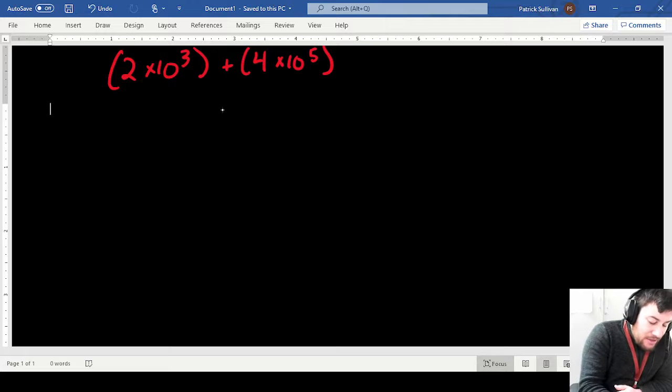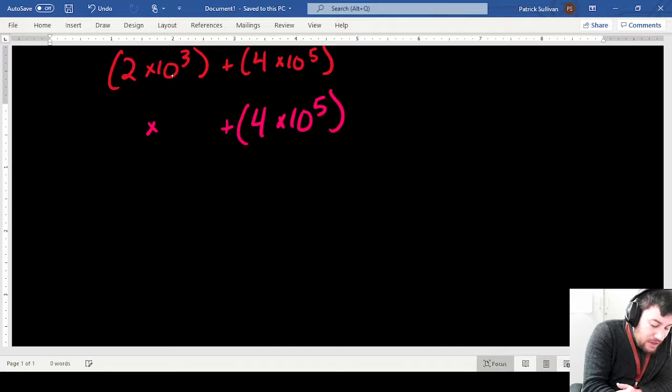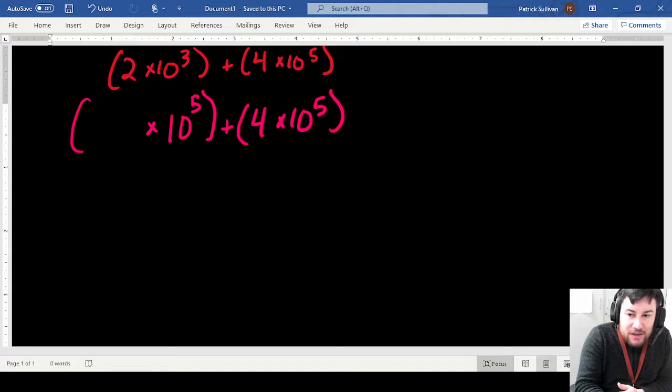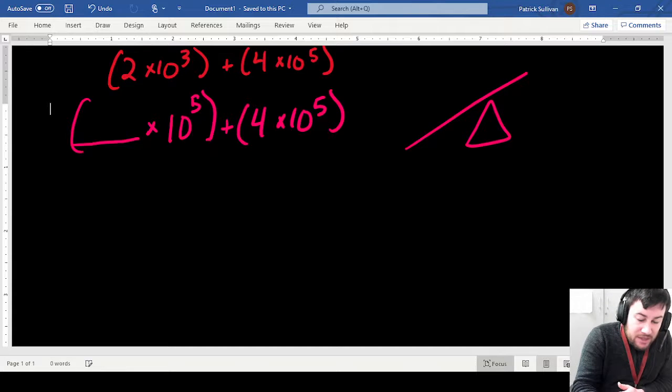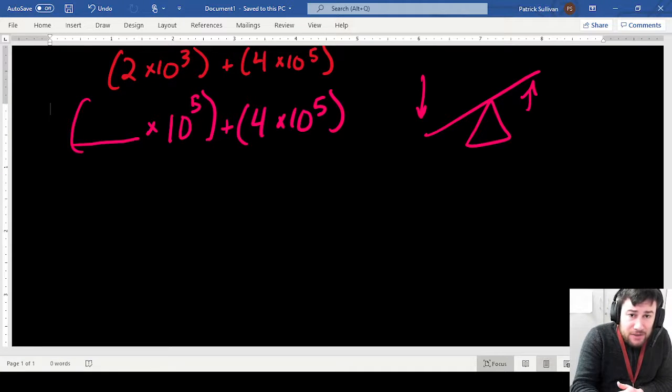I should state first, I want to change this quantity right here, this number expressed in scientific notation, so that it has a 10 to the fifth. Okay, so then that way I can add my lead values together. Now, the easiest way to think about how to convert 2 times 10 to the third into some number times 10 to the fifth is the balance beam example. All right, so in this case, I am increasing my exponent from a 3 to a 5. Therefore, I need to decrease my lead value, right?